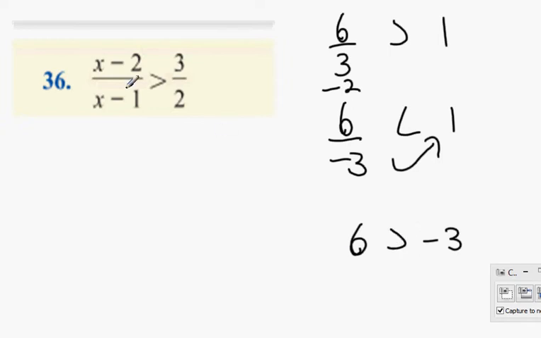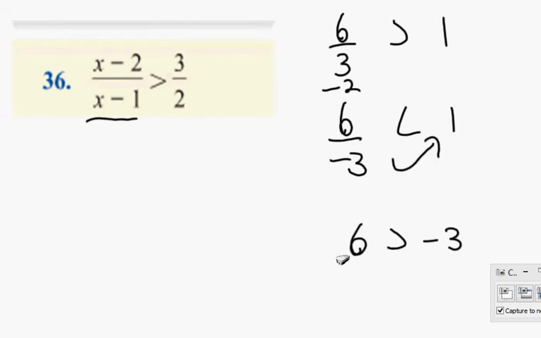The problem with this question here is, x minus 1, when I cross multiply that, that could either be positive or negative. I don't know which one it is. So I don't know whether to change the sign or not. That's the problem with this type of question.